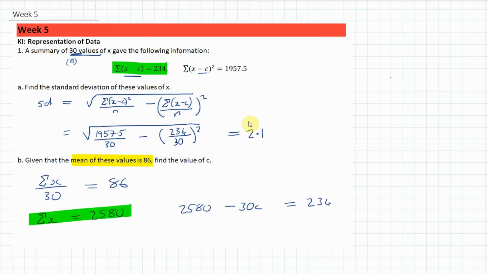Now if we just rearrange this so we could bring the 234 across to the left-hand side by subtracting, we get 2346, and then we bring the 30c across by adding 30c to both sides. We get 30c here, and then if we divide both sides by 30, I'm getting 78.2 for c.